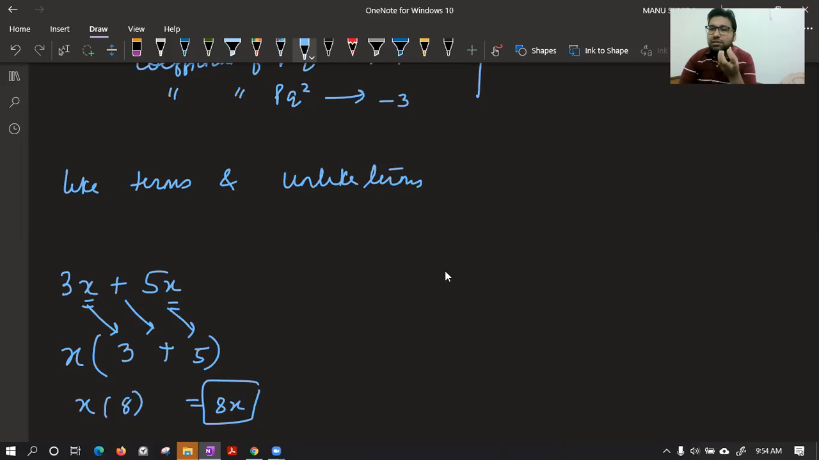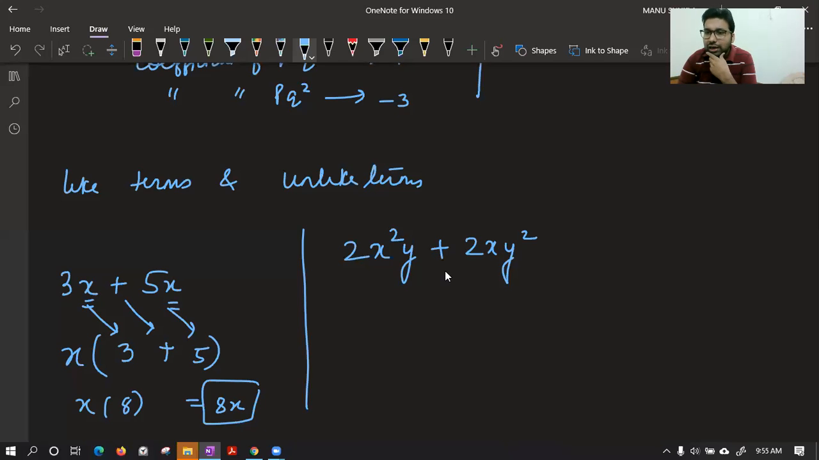Yes, variables should be the same. If I tell you 2x square y plus 2xy square, are these two like terms? Class, please tell me, are these two like terms? No. Why? Because the first is x square y variable and the second is xy square. So these are not like terms.